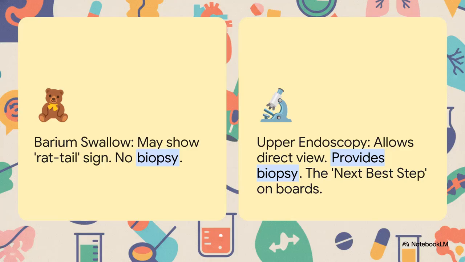Look, in a patient this age with these symptoms, you have to be thinking about esophageal cancer. A barium swallow, yeah, it might show a rat tail sign, but you can't get a biopsy from a picture. That's why the hacker's logic, the smart logic, is to go straight for an upper endoscopy. You get to see what's going on, and you can grab a tissue sample. For the boards, this is always the next best step.